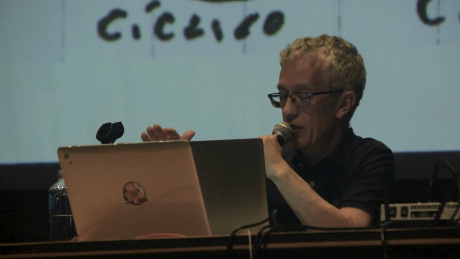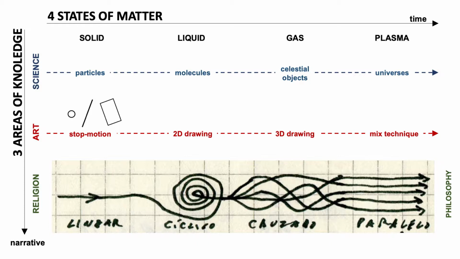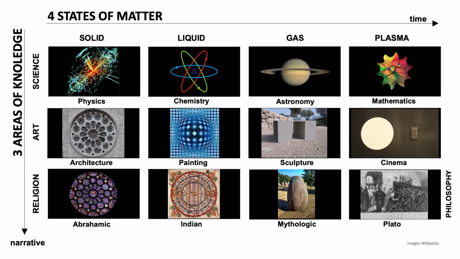Concerning this idea of narratives, in religion, the idea of the Abrahamic religion is that life is linear: a beginning, a middle, and an end. Indian religions, where things go in cycles. In mythological, this idea of the gods and various stories that cross between each other. And the philosophy of Plato with the allegory of the cave, so two parallel worlds. So here's the general idea of the film, a film that tries to put everything together.